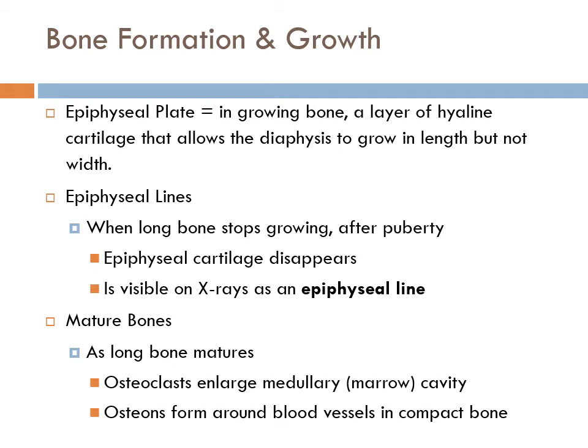As a long bone matures, the osteoclasts enlarge the medullary cavity, and the osteons form around the blood vessels and form that compact bone in the mature bone.